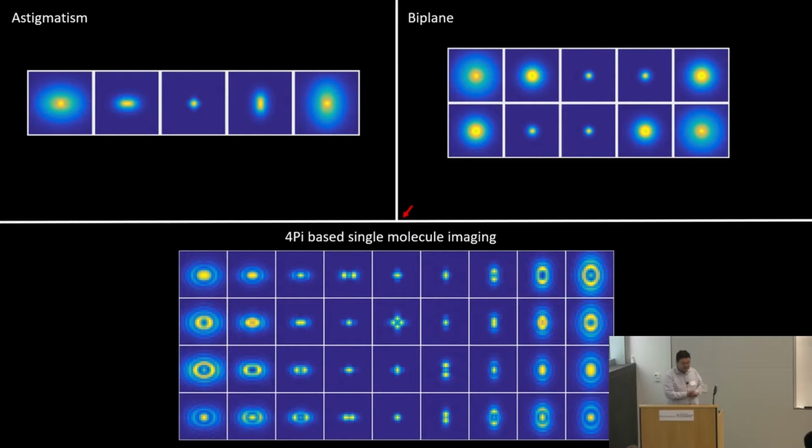If you look at in general what this looks like in terms of their point spread function, astigmatism gives you different elongations at different Z, and biplane gives you different defocus at different Z. The 4-pi point spread function gives you different interference patterns and also a different general shape. To decipher where your molecule is, you're basically given a picture of your detection on the camera. How do we infer where they are in cells or tissues?